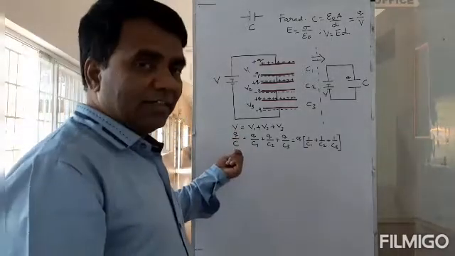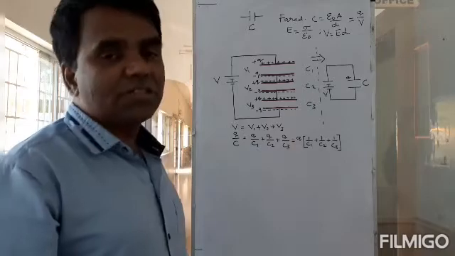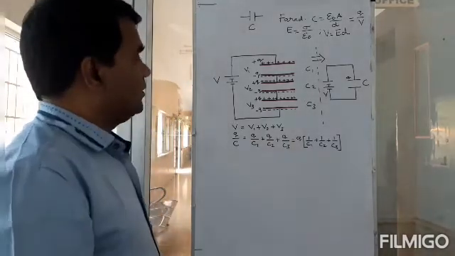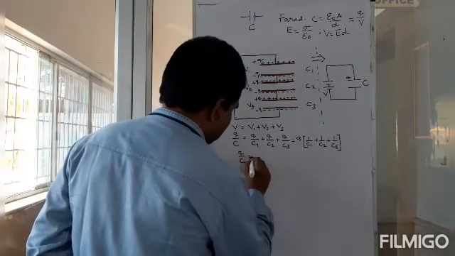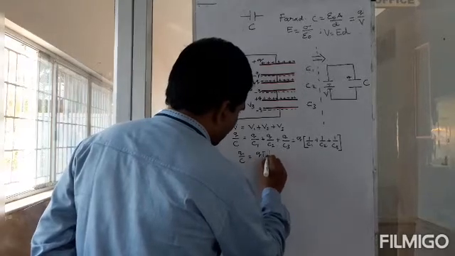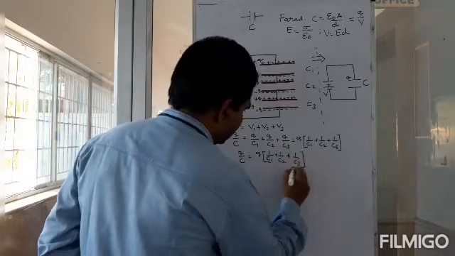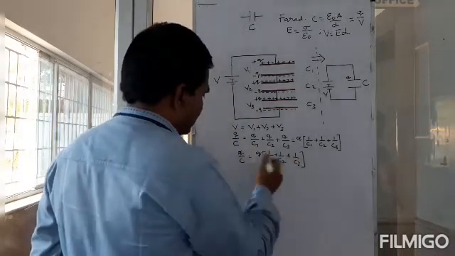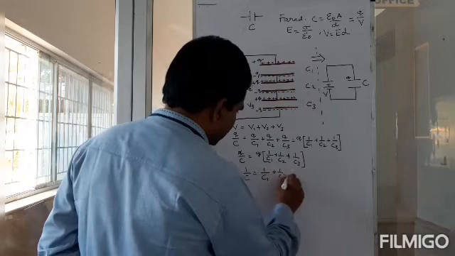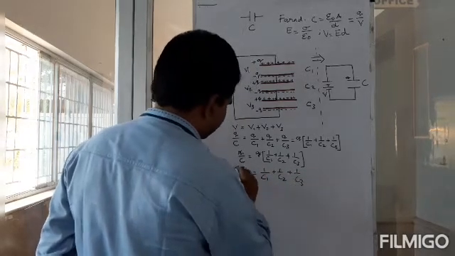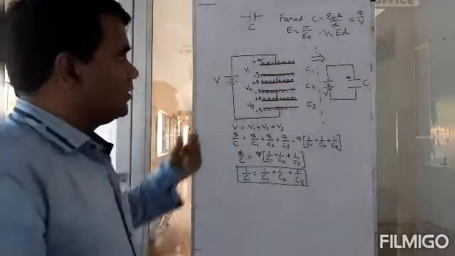So you know that Q by effective capacitance C is equal to Q by C1 plus Q by C2 plus Q by C3. Okay? So the result is that Q by C is equal to Q times 1 by C1 plus 1 by C2 plus 1 by C3, and I can cancel Q and Q, then I get 1 by C is equal to 1 by C1 plus 1 by C2 plus 1 by C3. This is for 3 capacitors.